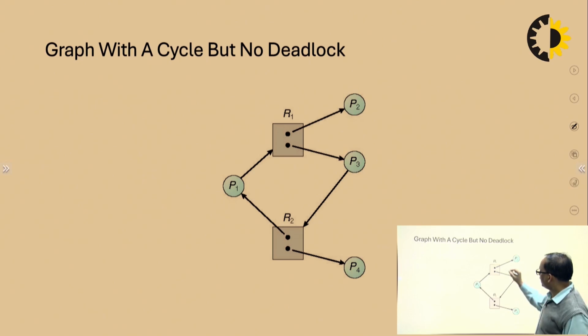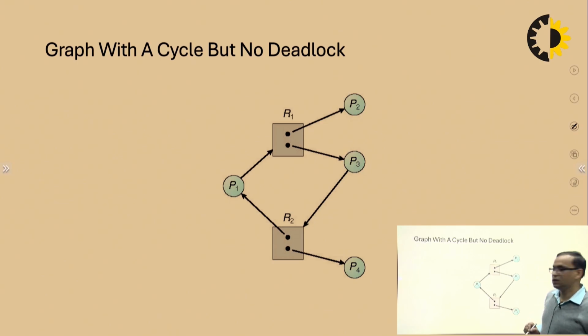Here there are 2 resource types, R1 and R2. Both resource types have 2 instances. Okay, R1 has 2 instances, R2 has 2 instances, and 4 processes P1, P2, P3, and P4. One instance of R1 is allocated to P1, one instance to P2, and one instance of R2 is allocated to process P4. Now we have to check whether there is a deadlock in the system or not, for which system state this graph is representing.